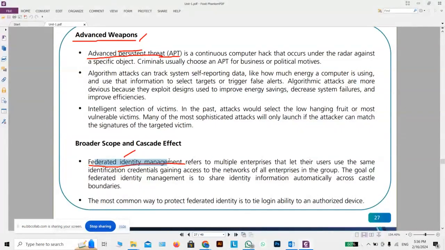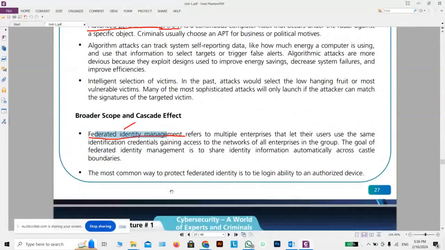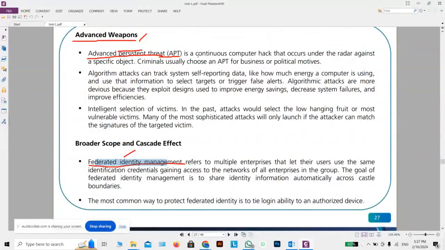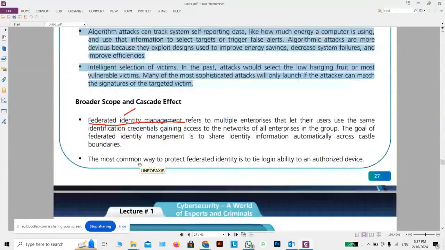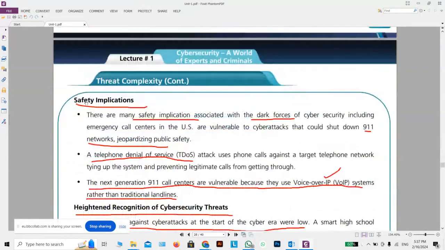The most common way to protect federated identity is to log in from an authorized device. This is a method through which you can get authorized to get into the network. This is how you mitigate the effect of these kinds of attacks. So instead of making your own system for each, you can just apply that system for multiple domains. And there are some safety implications.